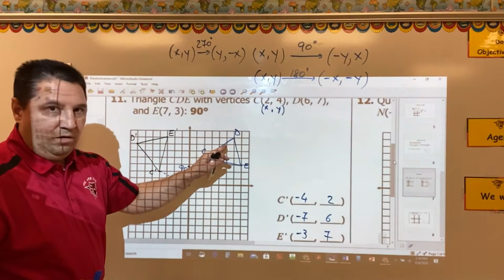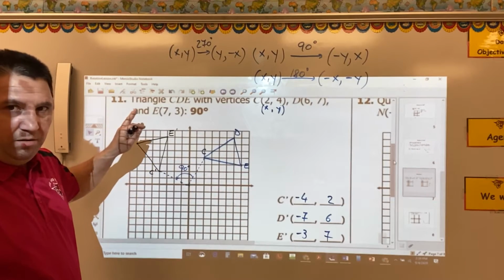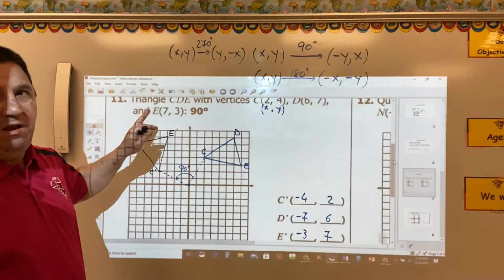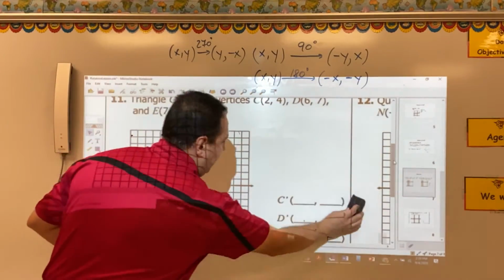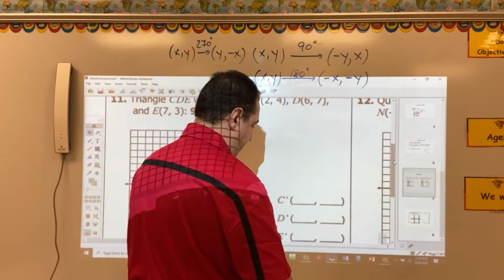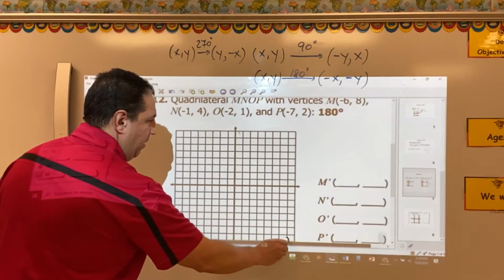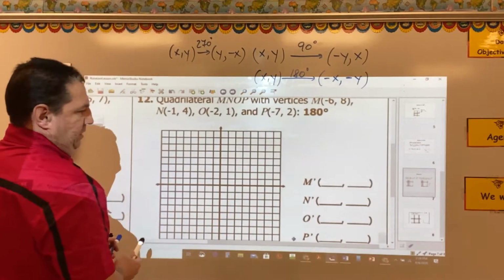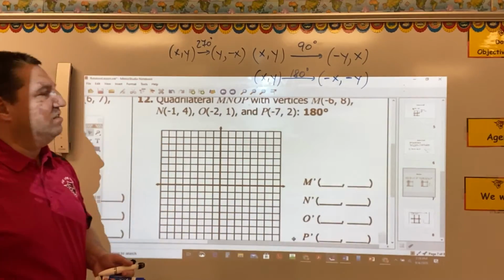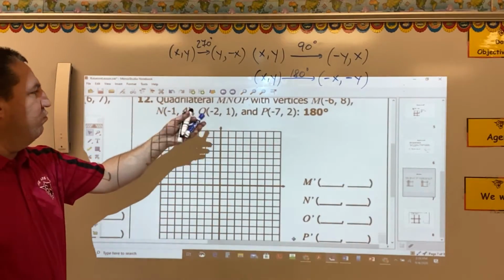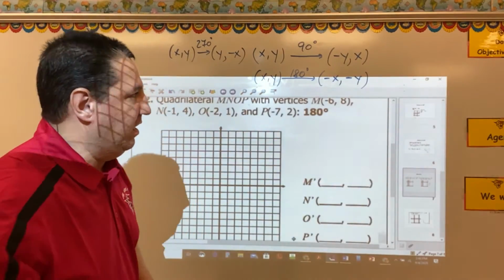Again, rotation preserves the shape and the size, yeah? The triangle is the same after a rotation. Good. Next, let's have an example of rotation of 180. So this time we have a quadrilateral MNOP with vertices negative 6, 8, negative 1, 4, negative 2, 1, negative 7, 2. And we have to rotate 180.